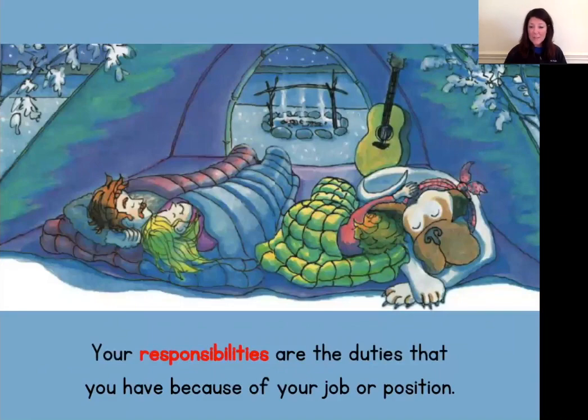Your responsibilities are the duties that you have because of your job or position. In this text, Henry's job was to take care of Mudge, and he did a great job. He was a responsible pet owner.